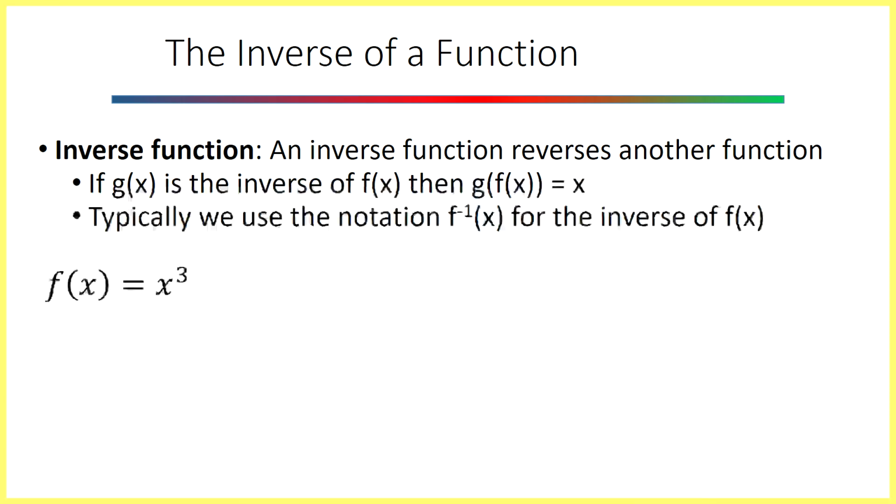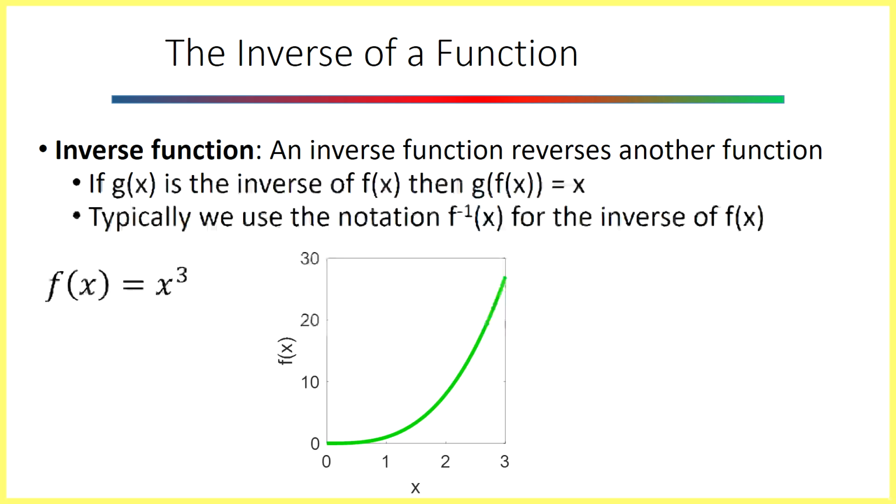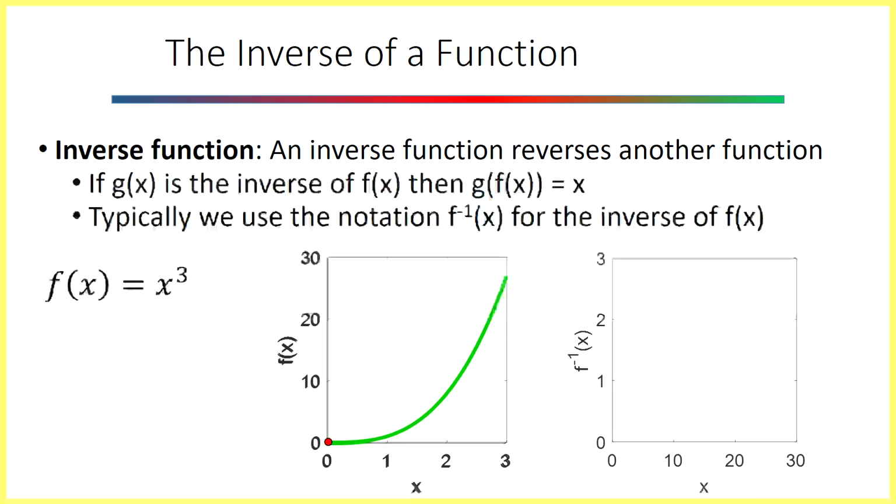Let's consider a simple example. We will define the function f of x equals x cubed. We can graph this function and see what it looks like. So what is the inverse of this function going to be? Well, let's put up a figure and try plotting some points onto this figure to see what the inverse should look like. First, we'll calculate what f of 0 is. F of 0 is 0, so we can pretty easily put 0, 0 onto our inverse function plot.